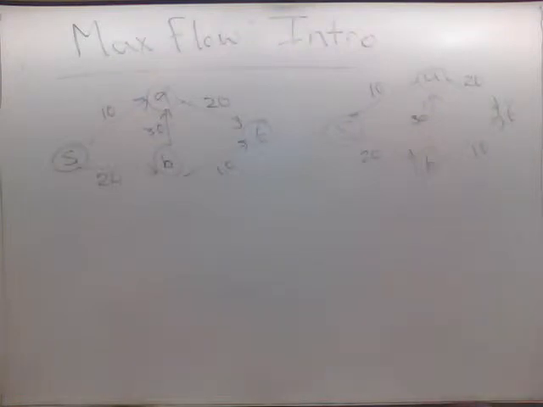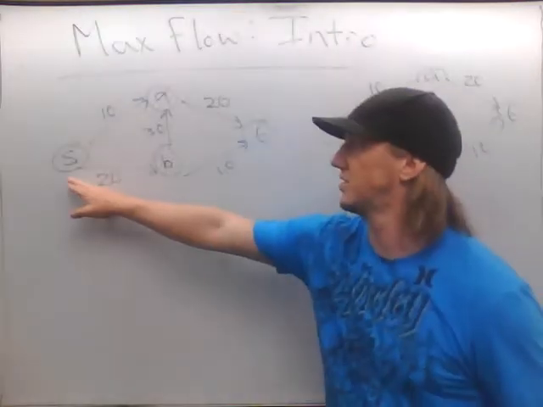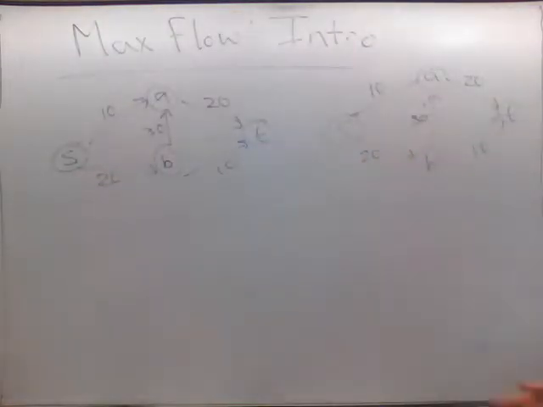We're going to talk about the max flow algorithm, which defines the maximum amount of flow, or the maximum amount of traffic, we can push through a directed weighted graph from some source to some sink. That's a very abstract definition.